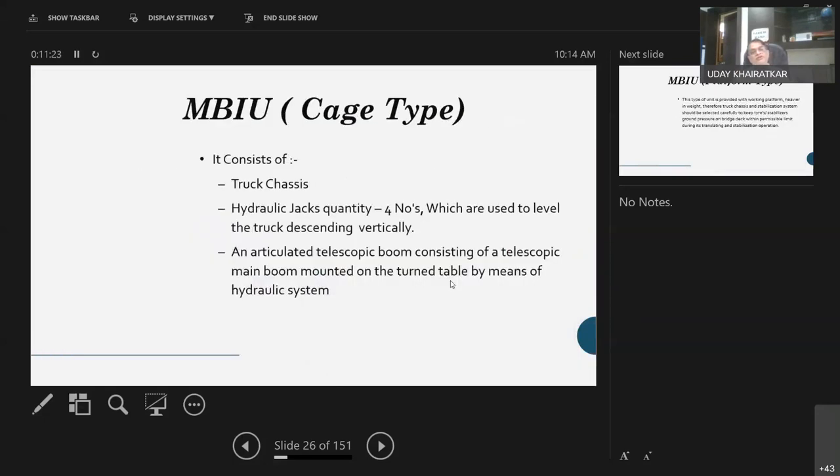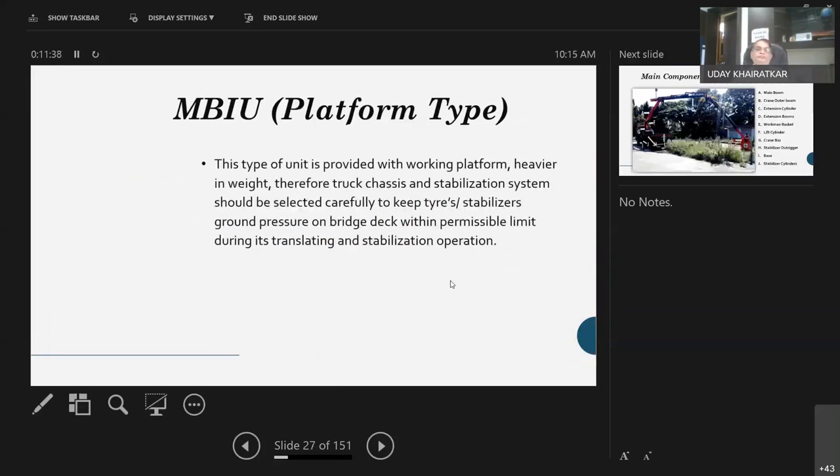The cage type consists of a truck chassis, four hydraulic jacks which are used to level the truck and descend vertically, and an articulated telescopic boom consisting of a telescopic main boom mounted on the turntable by means of a hydraulic system. The platform type is provided with a working platform heavier in weight. Therefore, the truck chassis and stabilization system should be selected carefully to keep the tire and stabilizer ground pressure on the bridge deck within permissible limits during translation and stabilization operation.